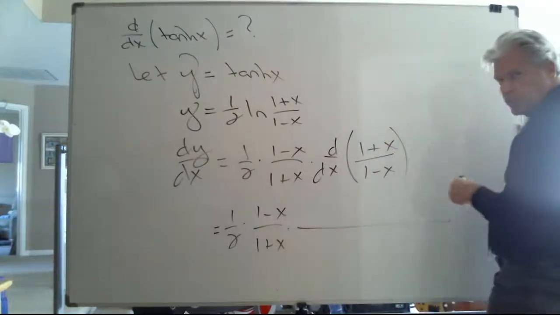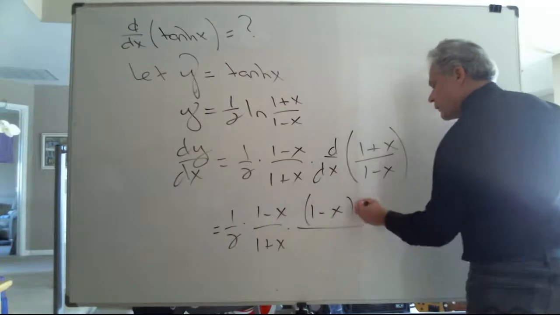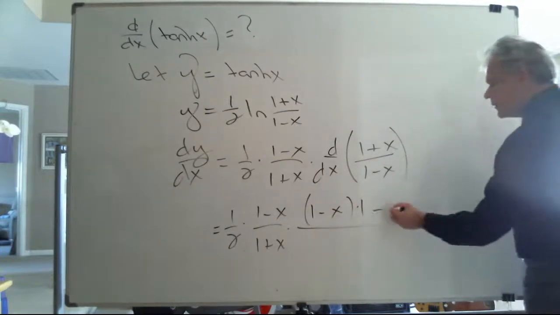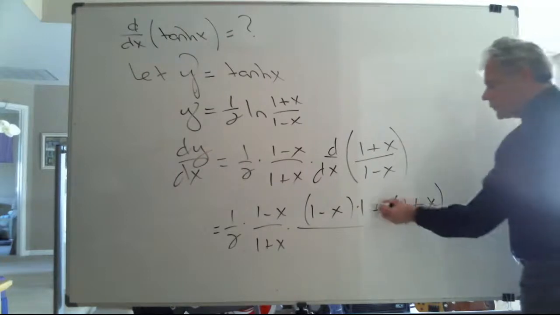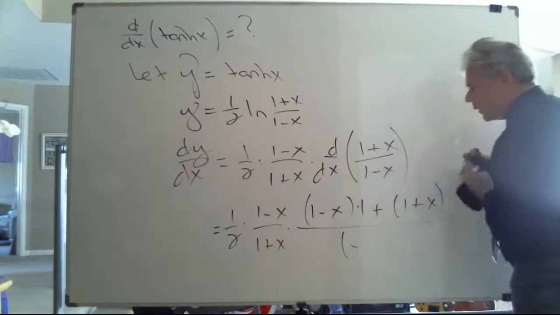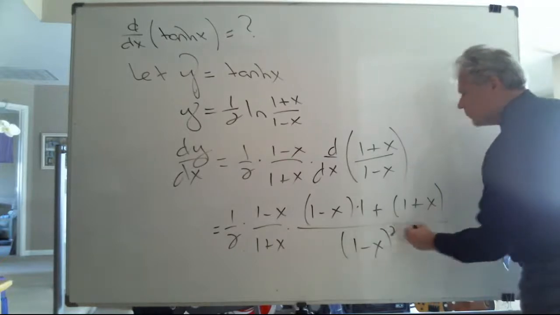Now let's differentiate using the quotient rule. Here's downstairs times the derivative of upstairs, minus upstairs multiplied by the derivative of downstairs, all over my denominator squared.